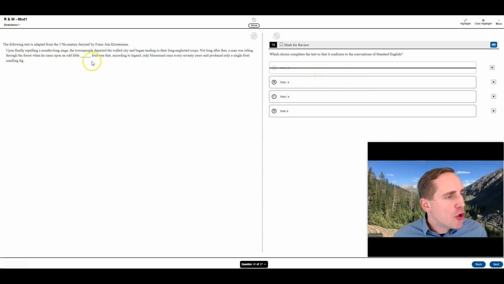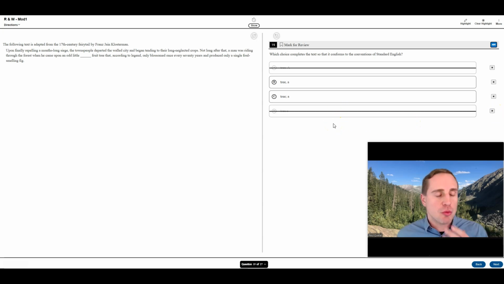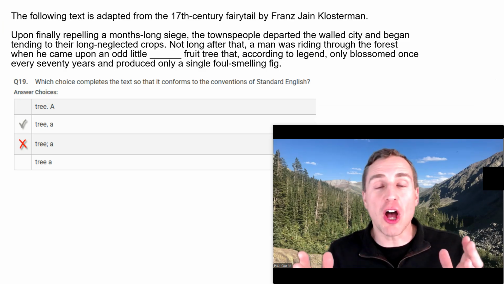Furthermore, we could say a comma because that's parallel structure. An odd little tree, comma, a fruit tree that, comma, according to legend. So this is definitely possible. An odd little fruit tree. And then we would end the idea at that moment with a semicolon. And then it would say a fruit tree that, comma, according to legend. So that's possible. D is not going to be correct because there's definitely a punctuation there. So a little update here.